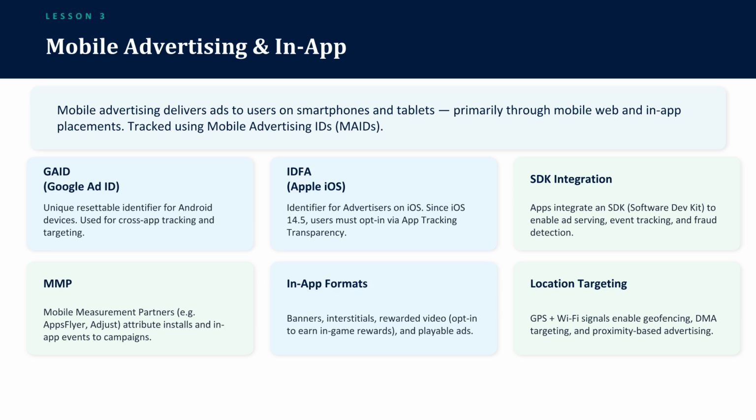In-app ad formats include standard banners anchored to the top or bottom of the screen, full-screen interstitials shown between game levels or content pages, rewarded video where users opt in to watch an ad in exchange for in-game currency or content access, and playable ads where users can try a mini version of a game before downloading. Location targeting is one of mobile's greatest advantages.